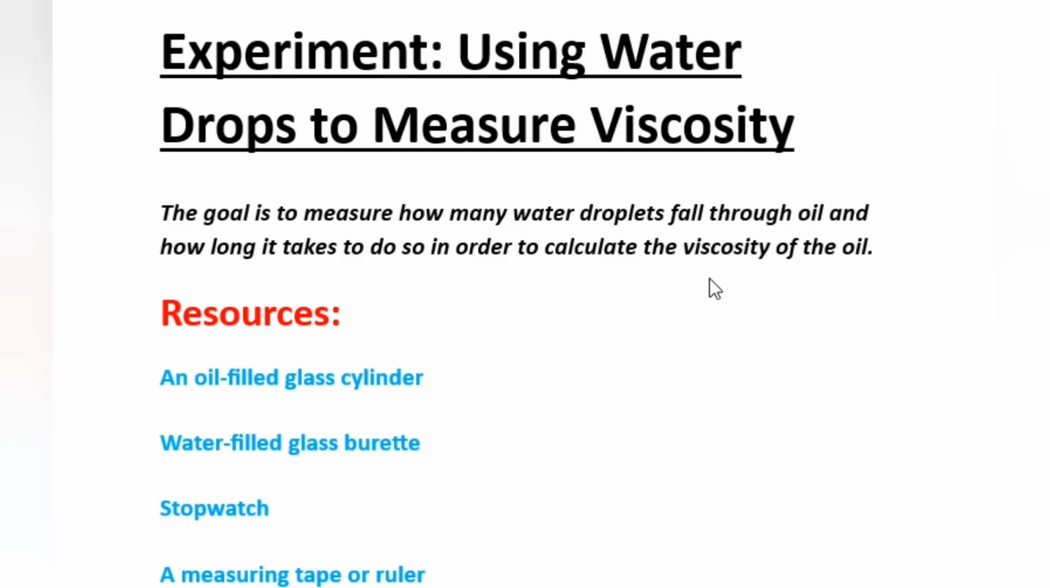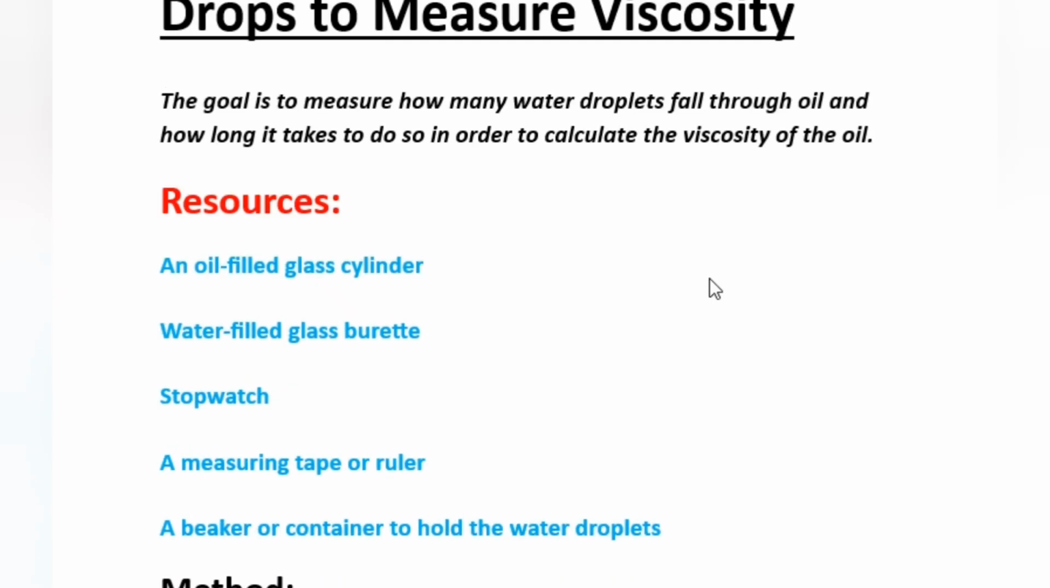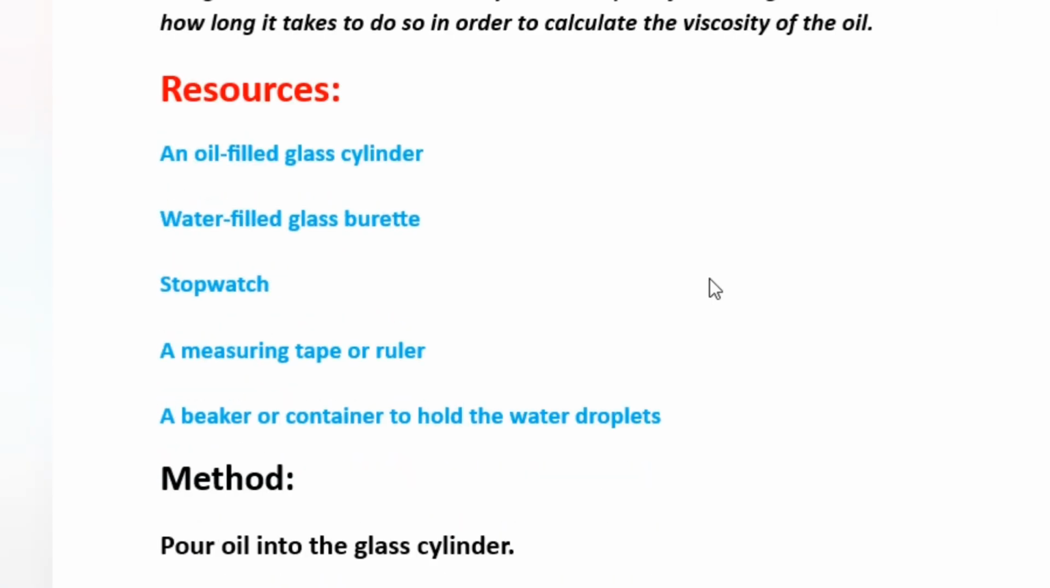So we have our own resources or the apparatus. We'll be using an oil, that is paraffin oil in a glass cylinder, water filled in a glass burette. You'll have your stopwatch and a measuring tape or a ruler. So here is the procedure on how we'll be using.